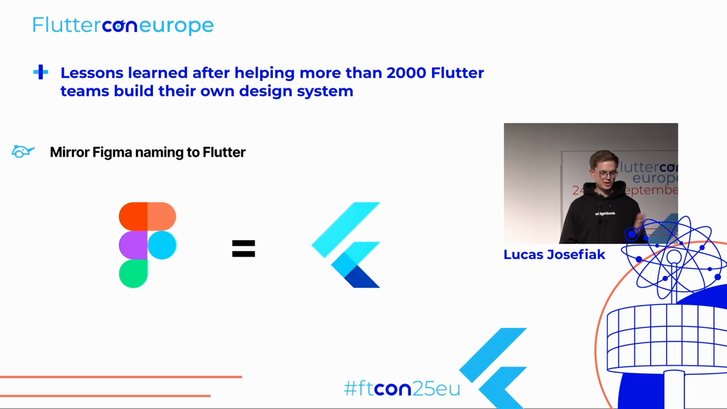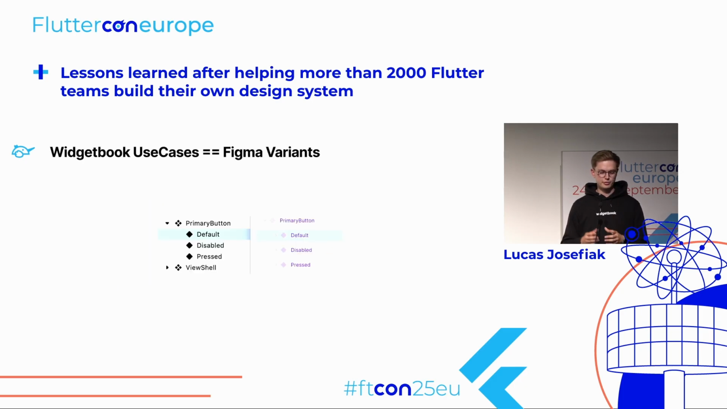Now, something that's quite important to me, as I mentioned before, is to mirror the Figma naming in Flutter. Here we deliberately chose a structure where Widgetbook closely aligns with Figma. In Widgetbook, we have use cases, while in Figma you have variants. Figma uses variants to allow designers to design all the different use cases for a component, and the equivalent to variants in Widgetbook, therefore, are use cases.